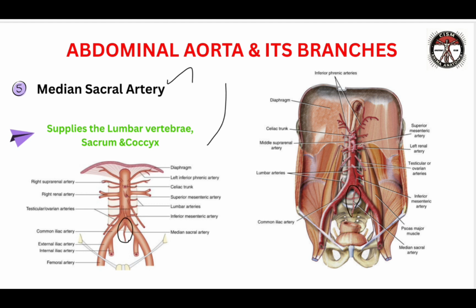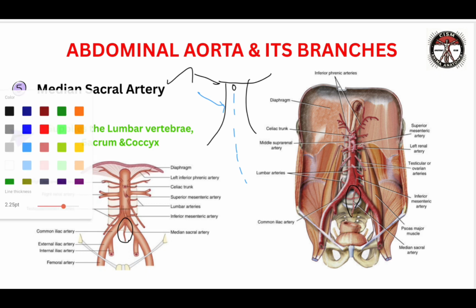This is the celiac trunk, and this is the diaphragm. This is the abdominal aorta, and this median sacral artery will come posteriorly, supplying posterior parts. The other branches supply anteriorly. I have drawn these dotted lines to identify it as a posterior artery. These are the main five direct branches.